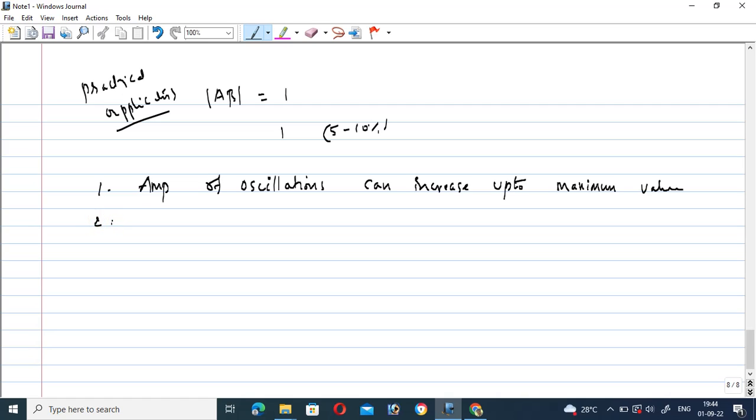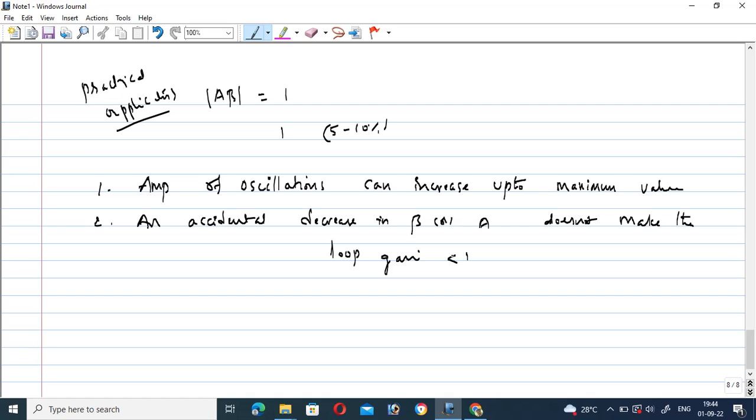The second consideration is that any accidental decrease in beta or A does not make the loop gain less than 1. That means if the A value or beta value changes, obviously the loop gain decreases, but that is not possible immediately in practical applications. Those are the two reasons why A beta is not equal to 1 in practical amplifier applications.